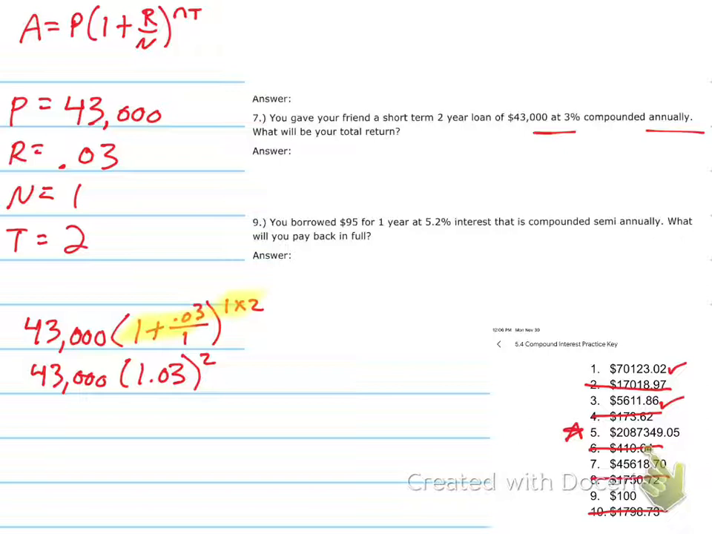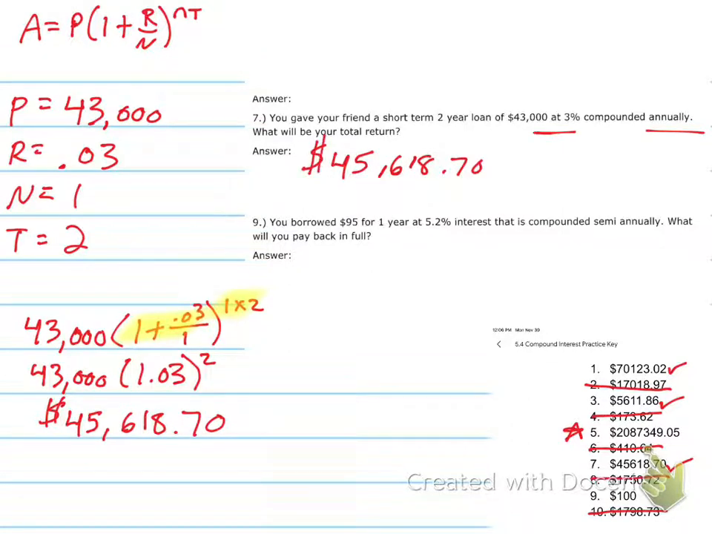Then I'm going to do 1.03 to the second power, because we do our exponents first. So 1.03 to the second power is 1.0609. And I'm going to multiply that by 43,000, and I get $45,618.70. And that is what Mr. Claus got, so we're good on that one. So your answer would be $45,618.70.